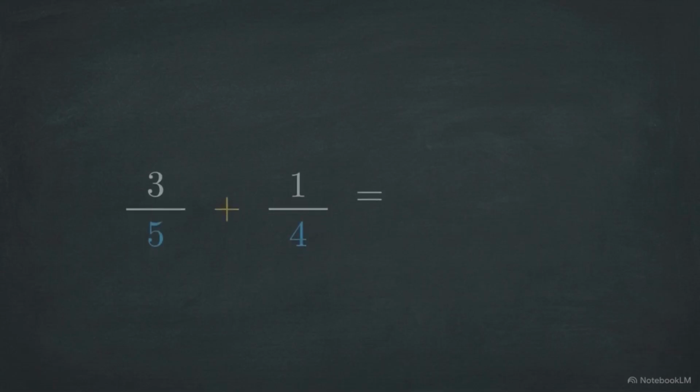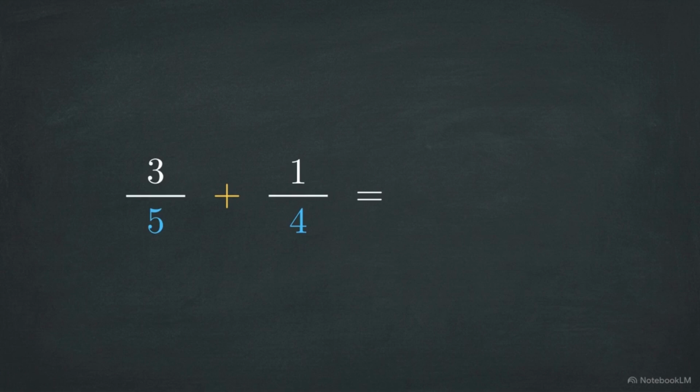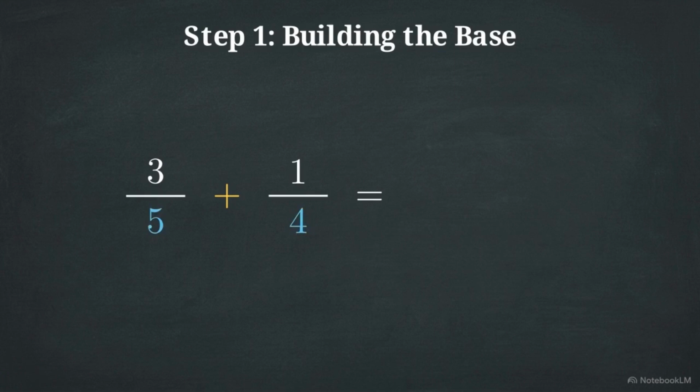This diagram shows a new test case, 3/5 plus 1/4. Step 1 is building the base. We ignore the plus sign and multiply the two bottom numbers, the denominators, together. 5 times 4 gives us a new foundation of 20.